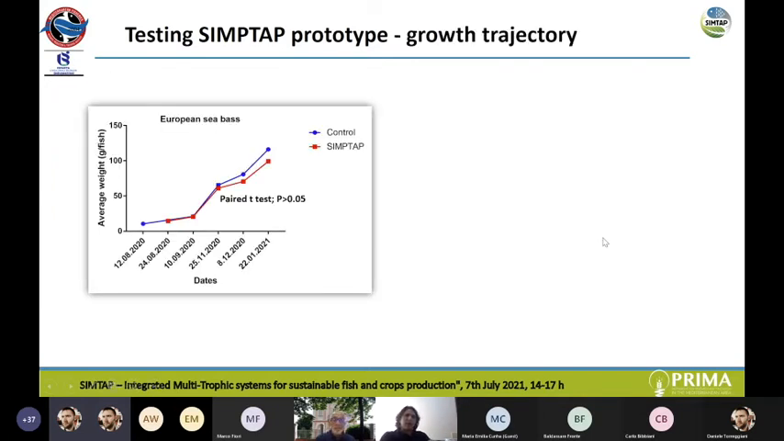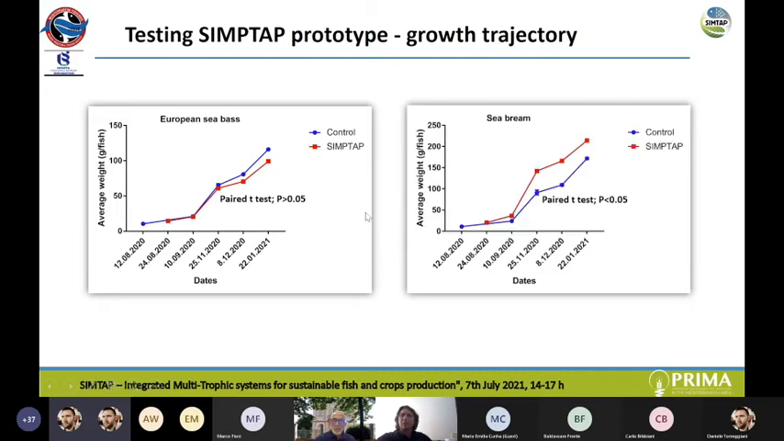In this graph, you see the mean growth weight of European sea bass in the control unit and the SIMTAP system. You see some fluctuation in the growth during the experiments, and at the end of the experiments, we didn't see any significant differences between the 2 systems in terms of growth performance of European sea bass.